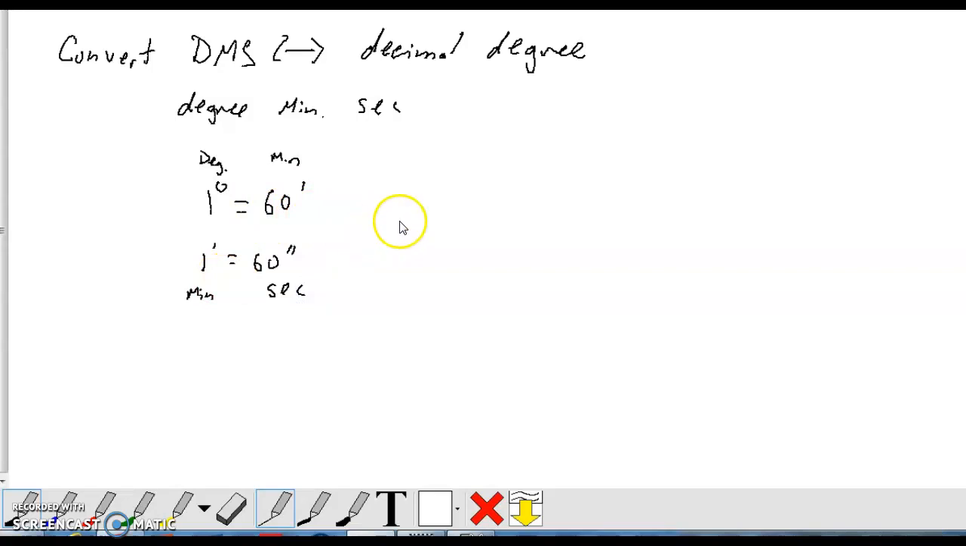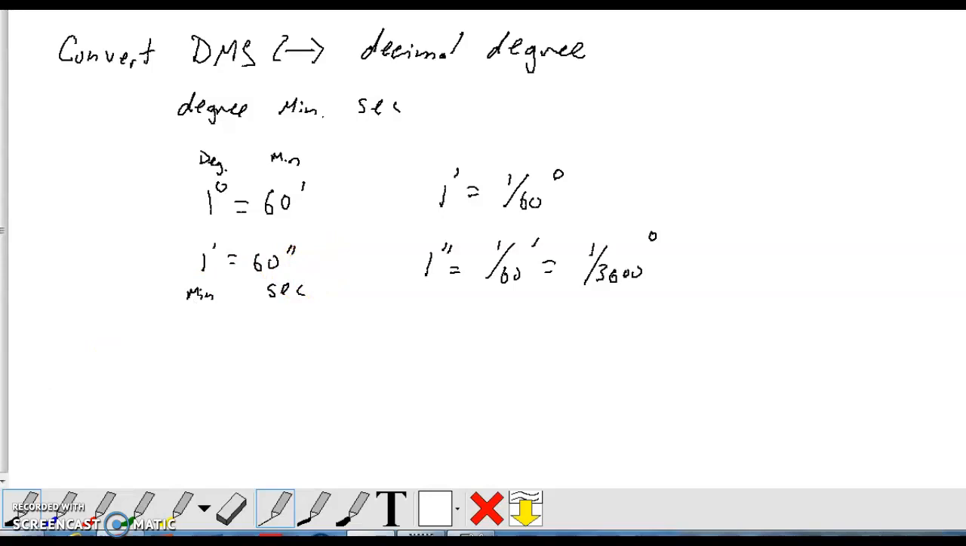And then from here, we can also say that 1 minute is 1/60th of a degree. We can also say that 1 second is 1/60th of a minute. We can also say that it's 1/3,600th of a degree. So this will help us figure out back and forth what to do.